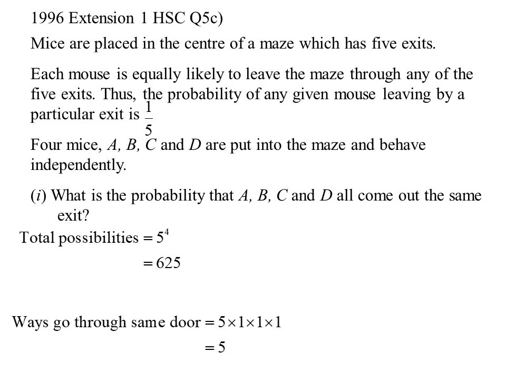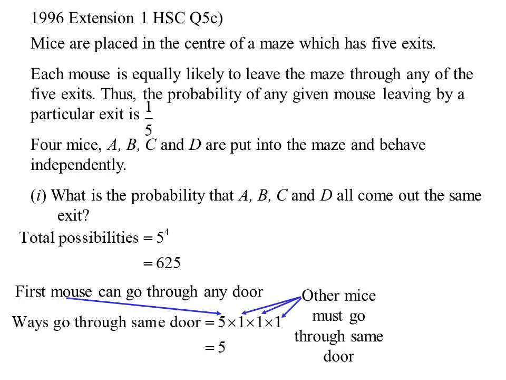But how many ways could they all go through the same door? Again, logically you come up with 5 because there's 5 different doors, or you think about it this way and you say, well look, the first mouse can go through any door. That's 5 ways. But now, each of the other ones have to go through the same door. They've only got one choice now, so you end up with 5. So there's our probability. They use the same exit. 5 in 625, 1 in 125.